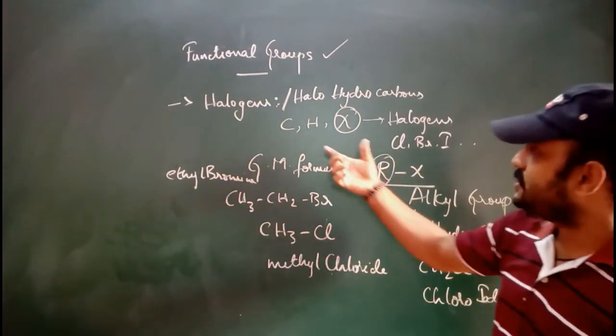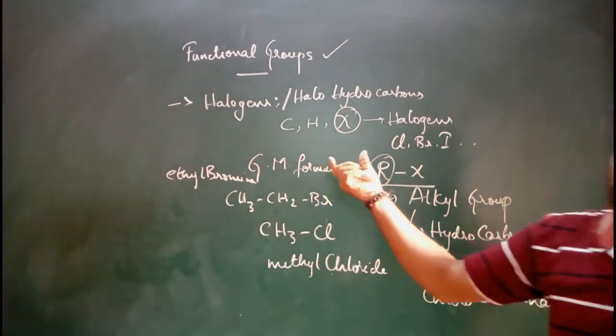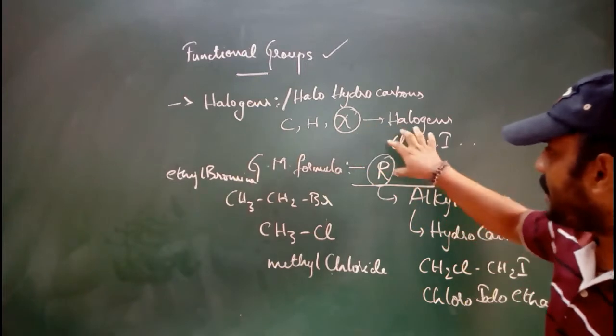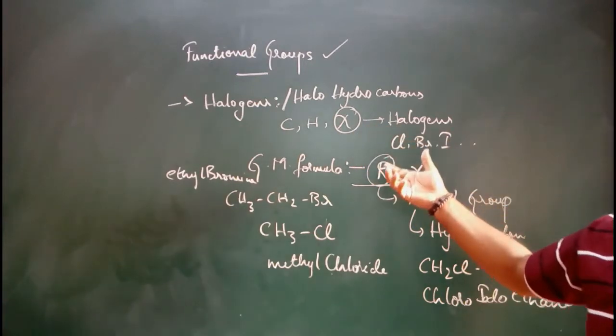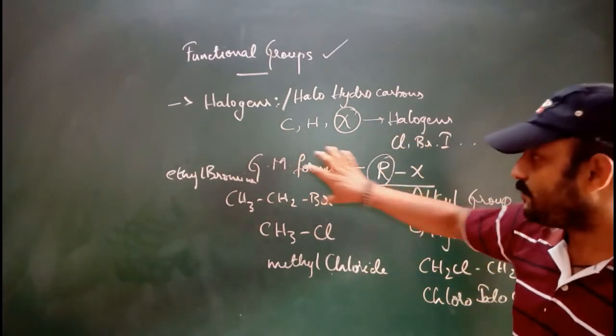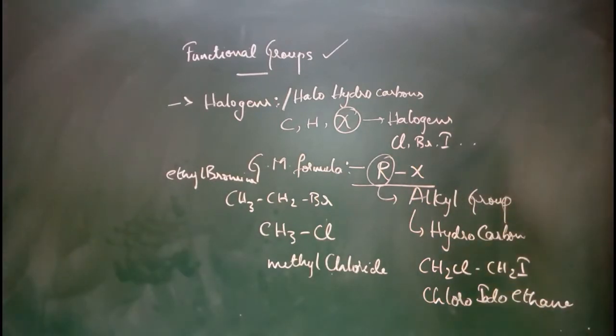Halogens are denoted with X. Here X may be any of these halogens. It may be chlorine, bromine, iodine, anything. What is the general formula? It is RX. R means what? R is called an alkyl group or hydrocarbon group. Understood?